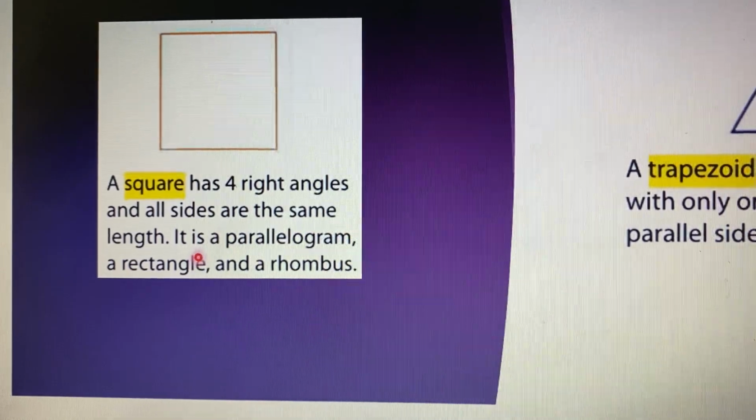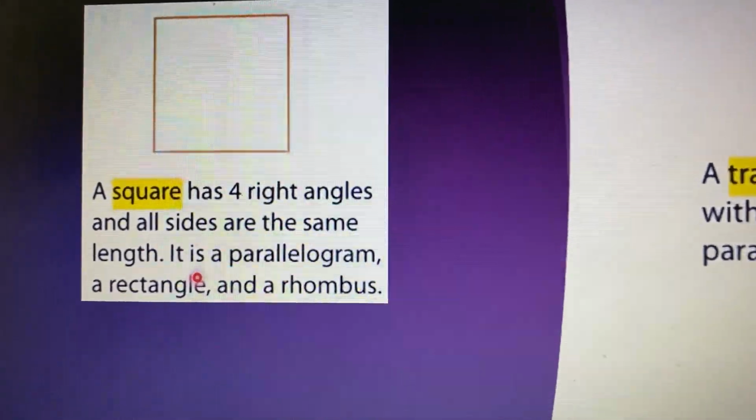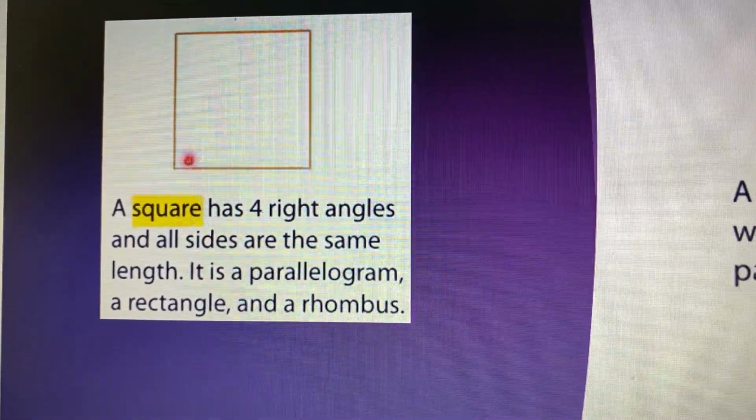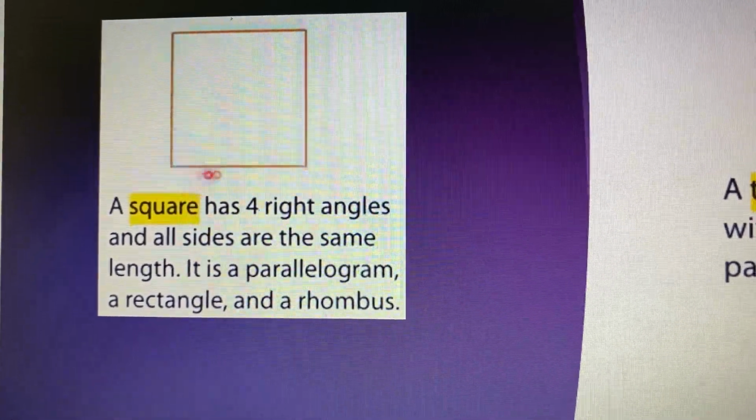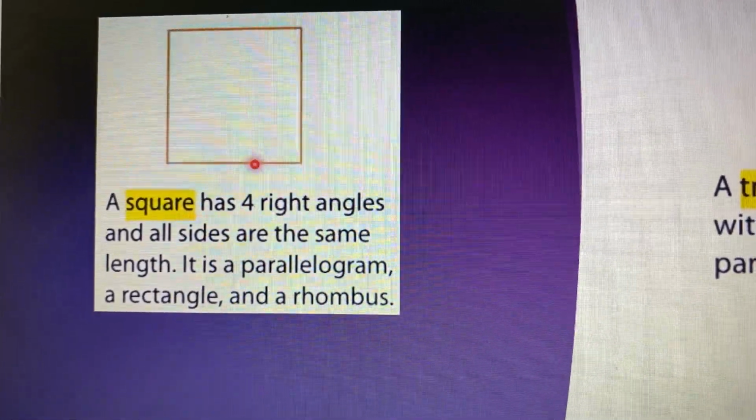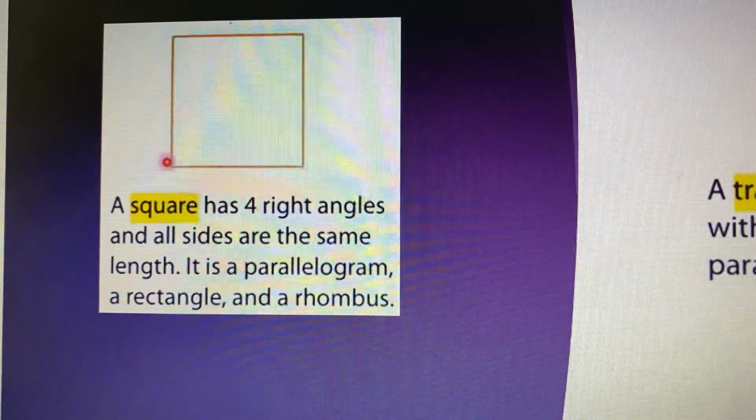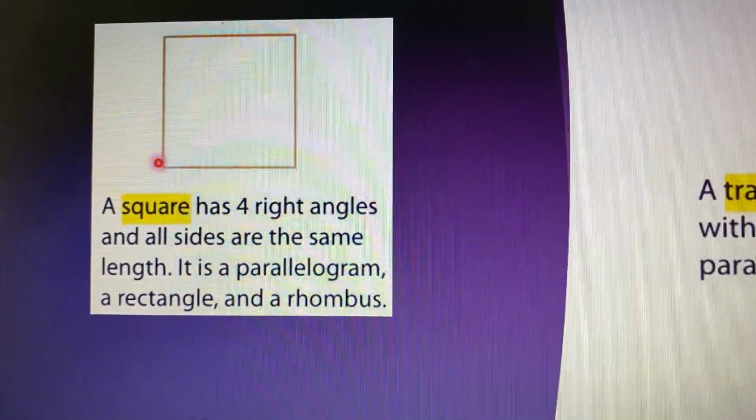It's also a parallelogram. Why? Think about it. Look at the sides. The top and the bottom sides are parallel. The right and the left sides are also what? Parallel.